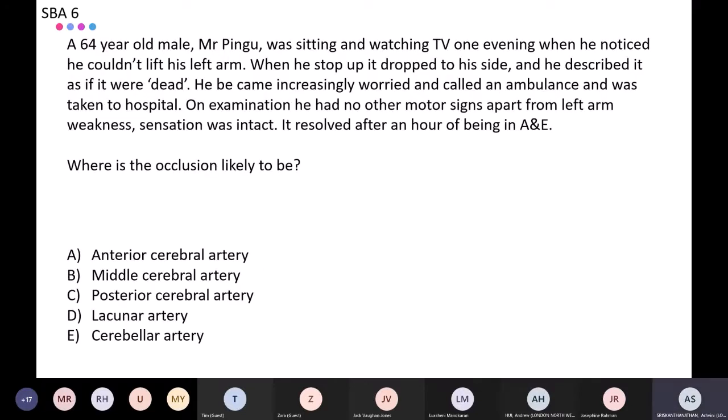Okay, so I'm going to go into a bit more, but I've got one more SBA here before we do. So bring up the polls. Same patient, same presentation, but where's the occlusion likely to be? I'll give you a bit longer here to have a think about it, so about 30 seconds.